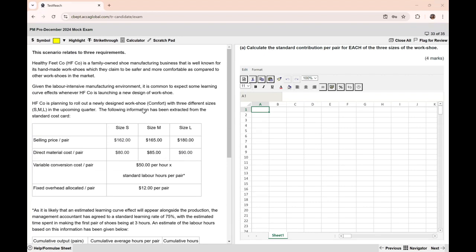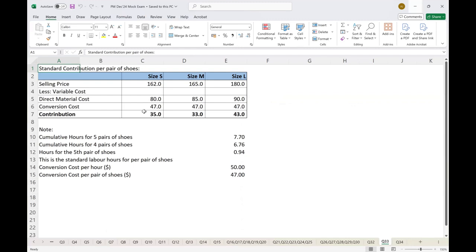So we have to find out the standard contribution per pair. I would request you to please give a heading to your answer in section C. It is really good to get some marks, and it makes a good impression in the eyes of the examiner. So size S, M, L, the selling prices were given to us: 162, 165 and 180. Then we have to reduce variable cost.